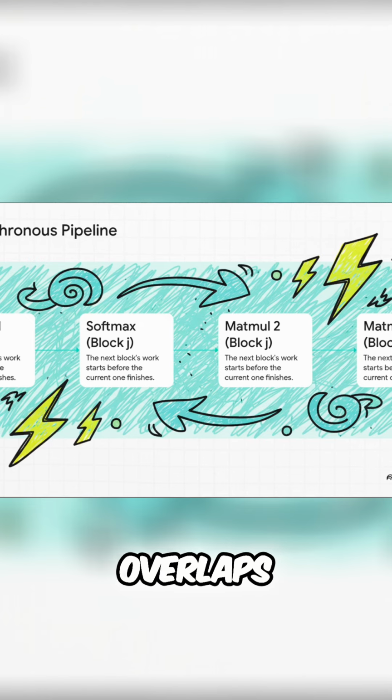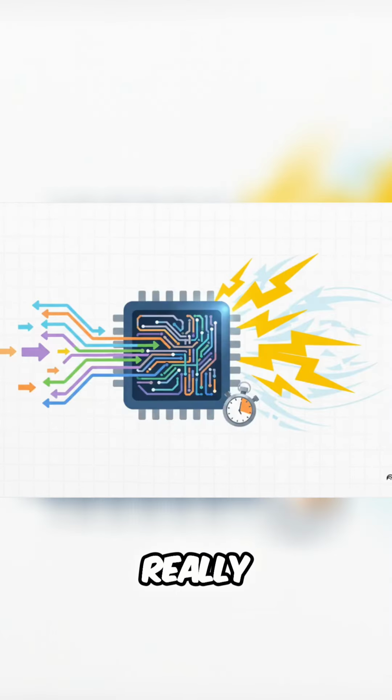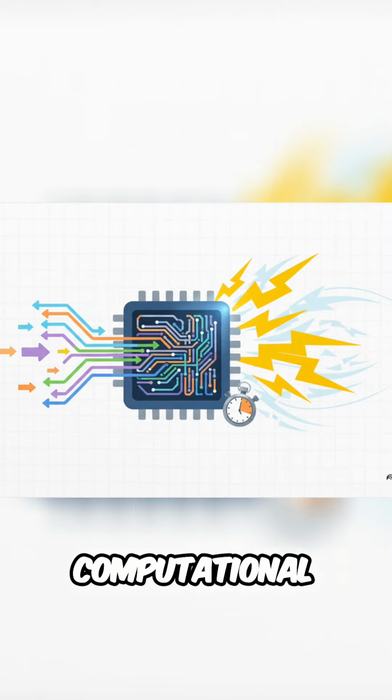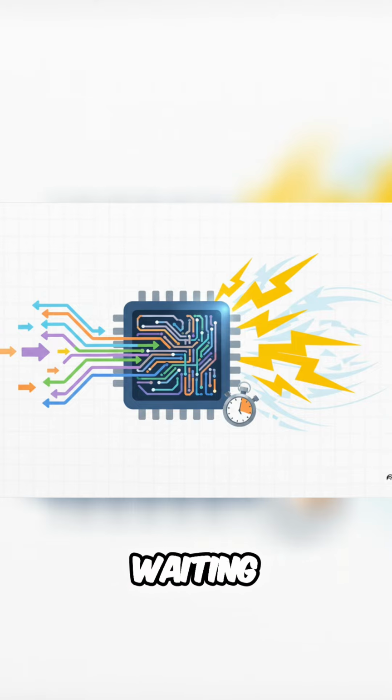It cleverly overlaps these tasks. So while a slower calculation is finishing up for one block of data, the fast matrix multiplication for the next block of data is already starting. And that's the whole point, really. This overlap effectively hides the slowness of the slower parts. The GPU's super powerful computational units are never just sitting around waiting for something to do.